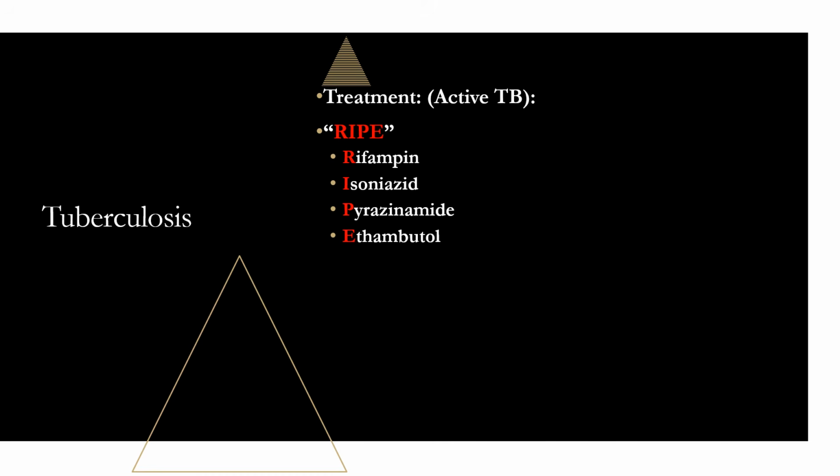Not all the meds have to be taken for the full 6 months. Like for instance, after 2 months, pyrazinamide and ethambutol can be stopped. But don't focus on that. They're likely not going to ask you the length of treatment for each specific drug. Just remember RIPE and that it's generally about a 6-month-long regimen.